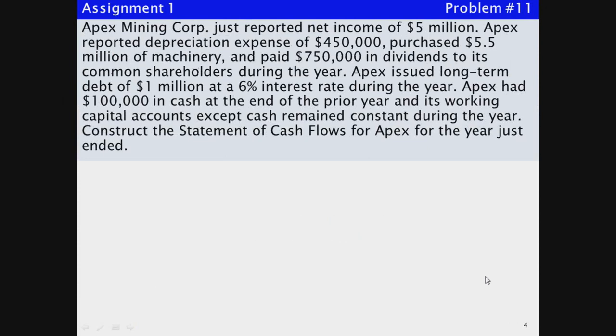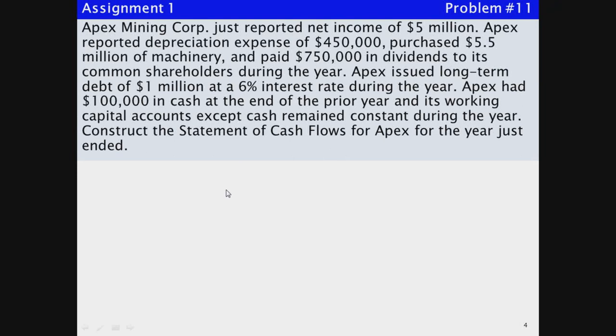Number 11. Apex Mining Corp. just reported net income of $5 million. Apex reported depreciation expense of $450,000, purchased $5.5 million of machinery, and paid $750,000 in dividends to its common shareholders during the year. Apex issued long-term debt of $1 million at a 6% interest rate during the year. Apex had $100,000 in cash at the end of the prior year, and its working capital accounts, except cash, remained constant during the year. So we can exclude the changes in receivables and payables as we construct the statement of cash flows for Apex for the year just ended.